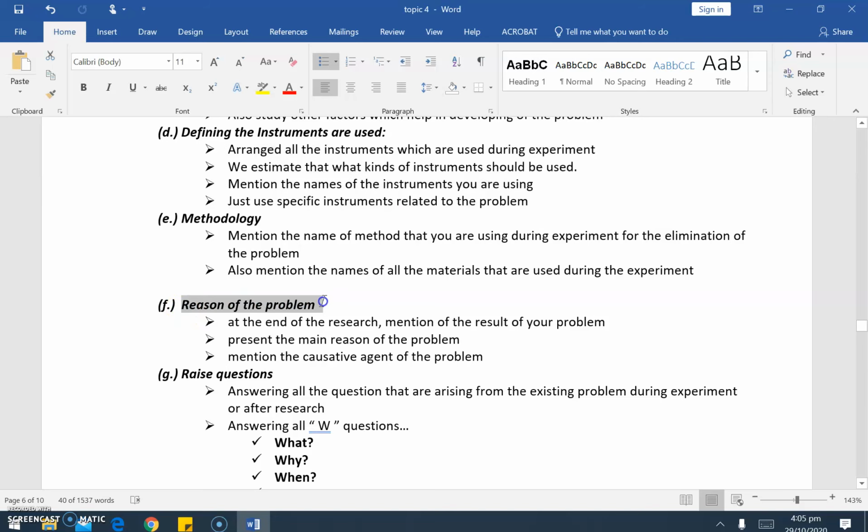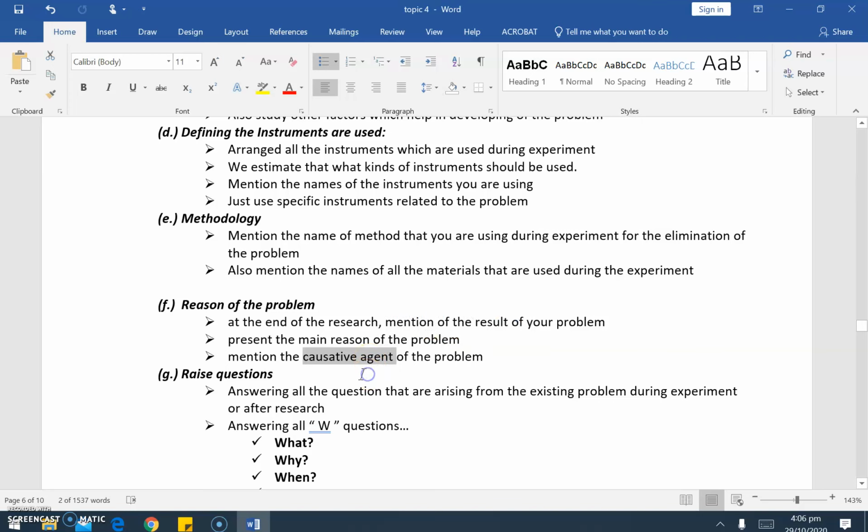Next, reason of the problem. At the end of the research, mention the result of your problem. This reason of the problem actually goes in the findings, summary, and conclusion, in the last part, the end matter of your proposal or your research. Then you're going to present the main reason of the problem and mention the causative agent of the problem. The causative agent is the same as the contributing factors.